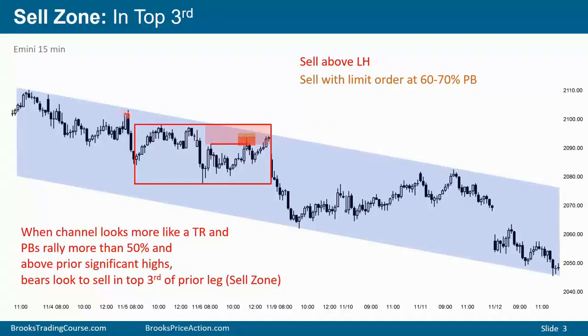Here we have a bear leg. It's a trading range. This is about a 50 or 60% retracement of the bear leg. Therefore, about a 60 or 70% rally in the trading range.